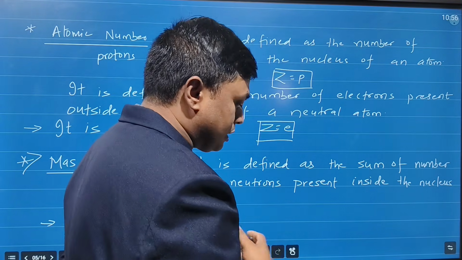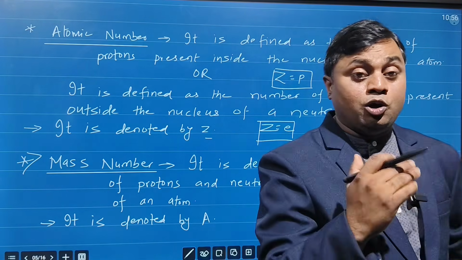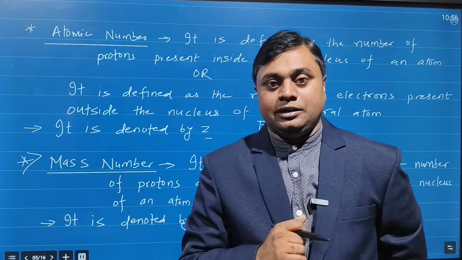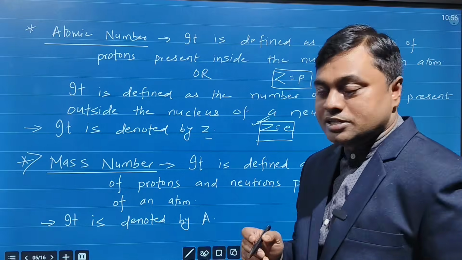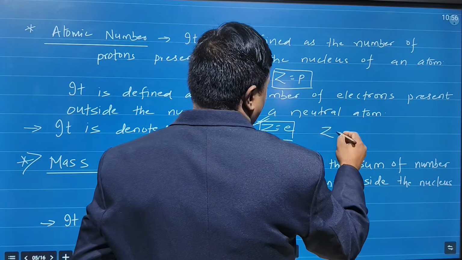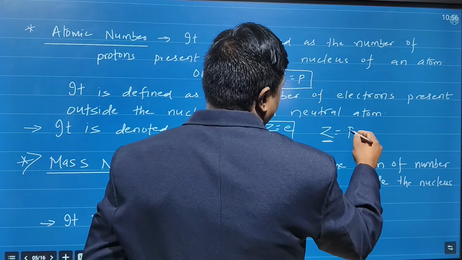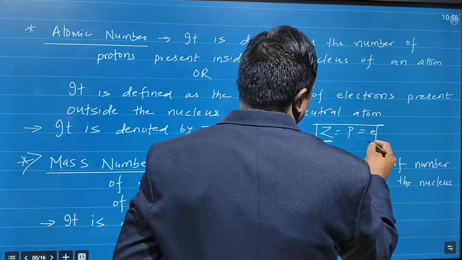Yes or no? Because the number of electrons can be changed. Electrons can be lost by the atom or gained by the atom. So for a neutral atom, how many electrons are there? That is the atomic number we can say. So finally we can write that for a neutral atom, Z, that is the atomic number, is equal to the number of protons or the number of electrons.